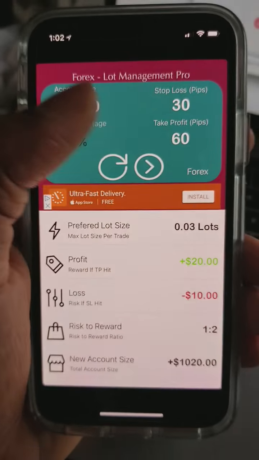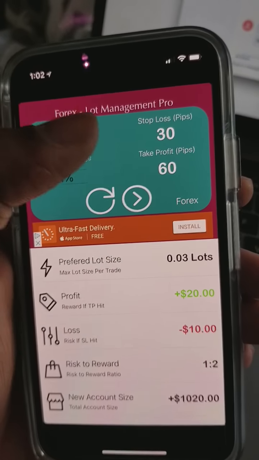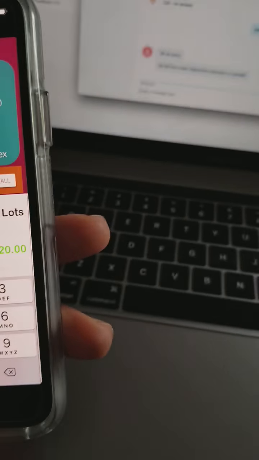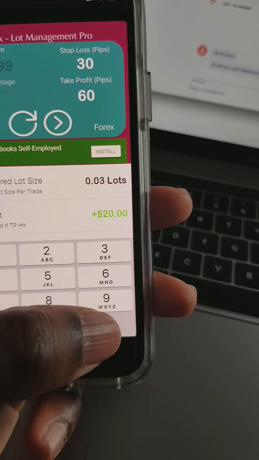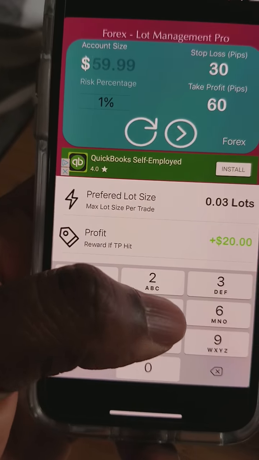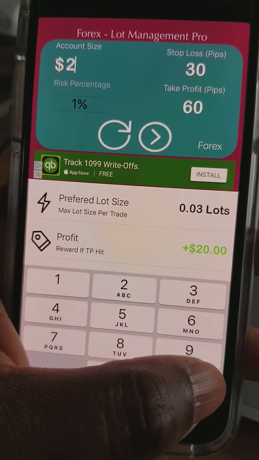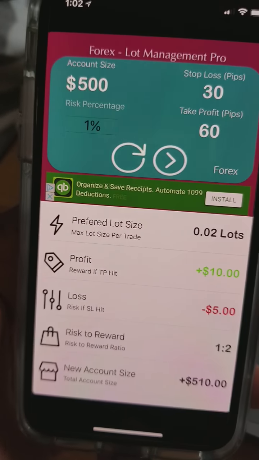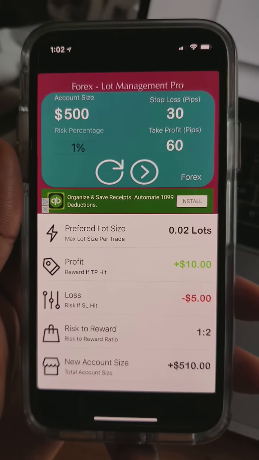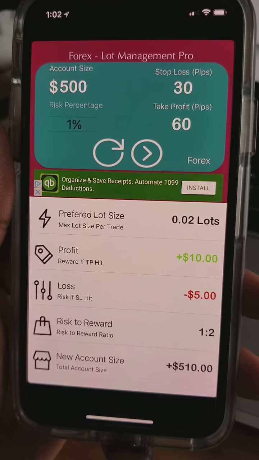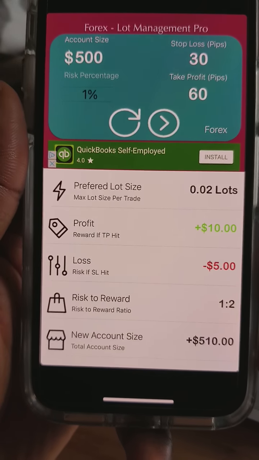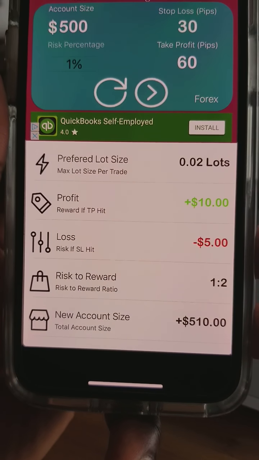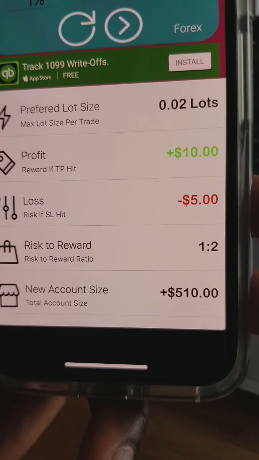Okay. So I'm going to give you another example here for a moment. Let's take it down to 500, to show you an example here. So if you see with this 500, we're going to do a 30 pip stop loss, 60 pip take profit. Your preferred lot size is 0.02. You win $10, you lose 5.